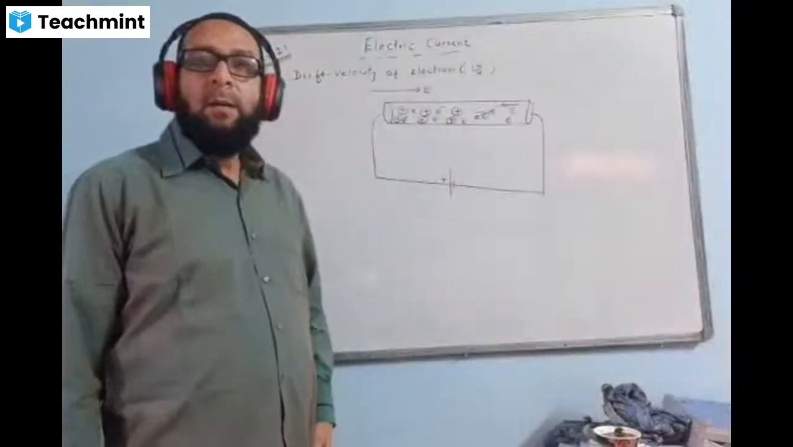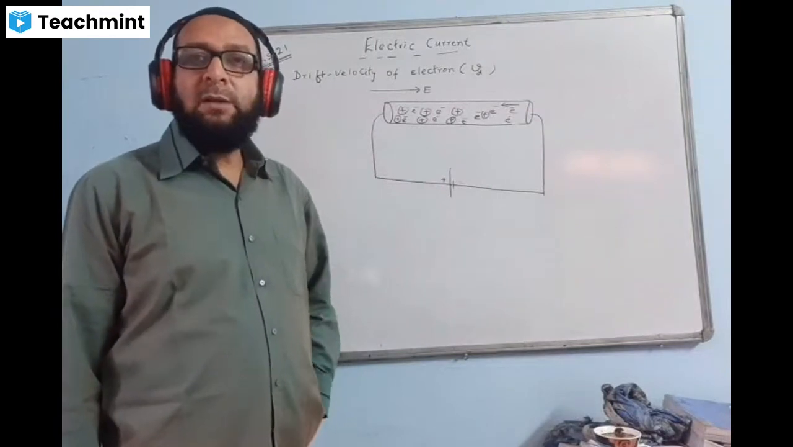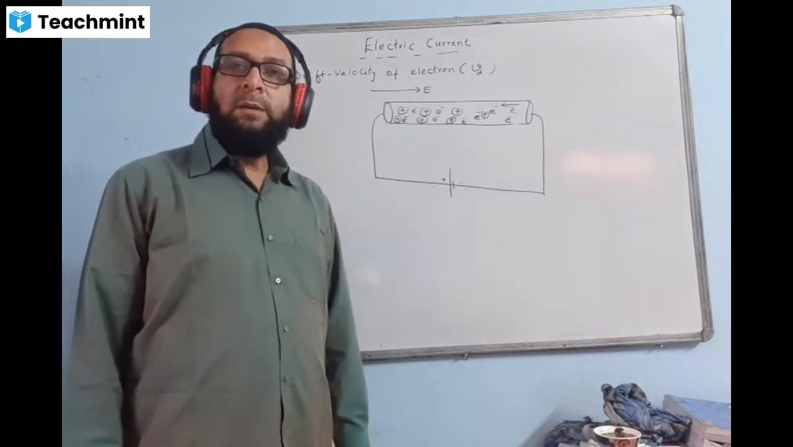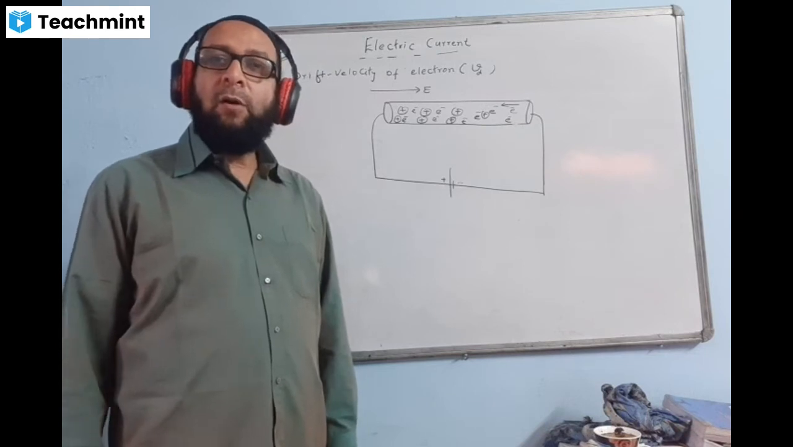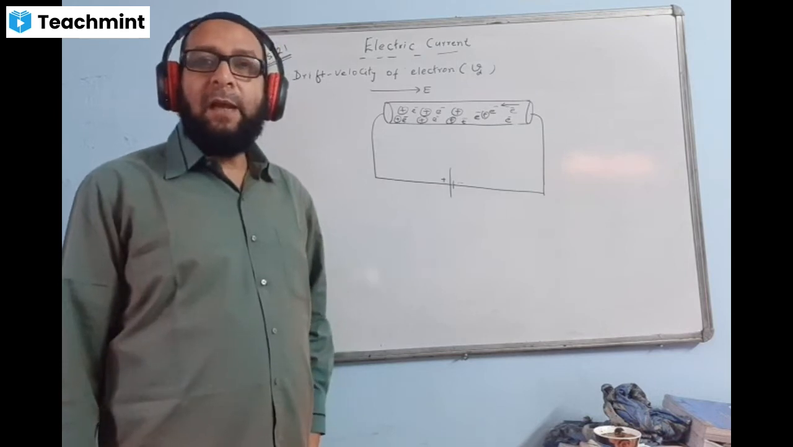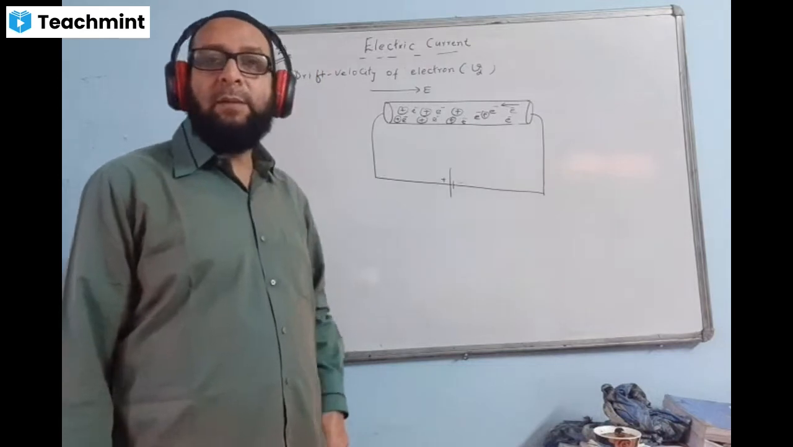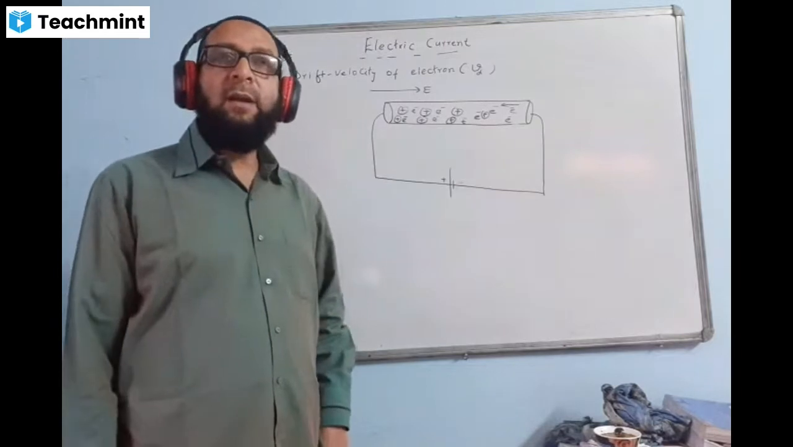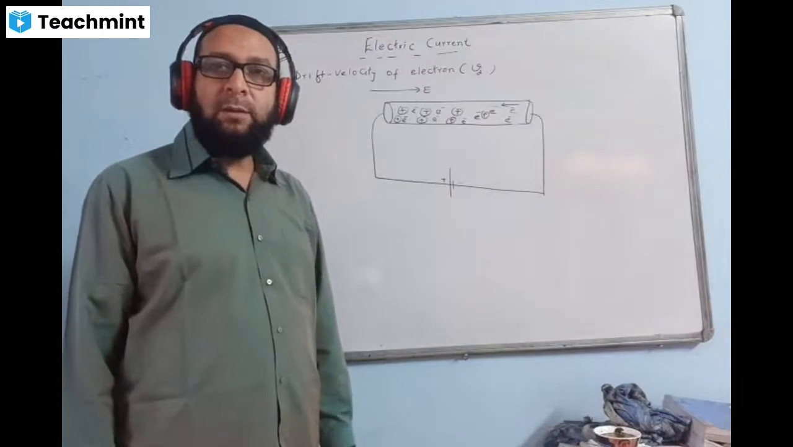This velocity has very low magnitude, in the order of millimeter per second. That is, they have very low speed. This velocity value is very, very low, but such a velocity is called drift velocity. Hope you understood the concept of drift velocity. What is drift velocity?